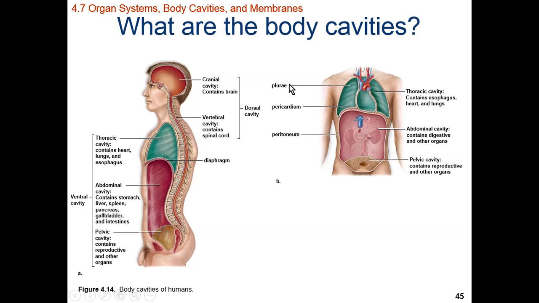So both the pleural and pericardial cavities are subcavities within the thoracic cavity, and they have a pleural membrane and a pericardial membrane. We also have a membrane that lines the abdominopelvic cavity. That membrane, which lines the peritoneal cavity, is known as the peritoneum. So we have three serous membranes emphasized here: the pleural serous membrane, the pericardial serous membrane, and the peritoneal serous membrane.